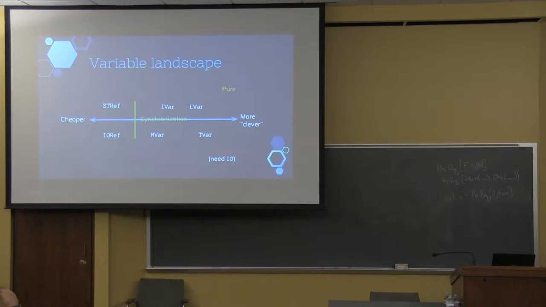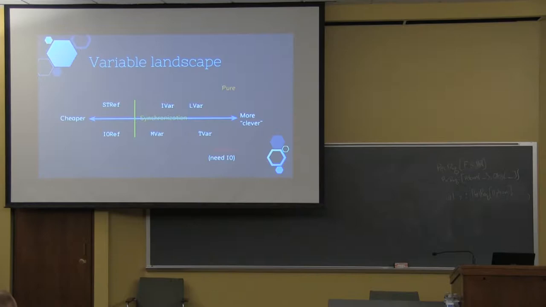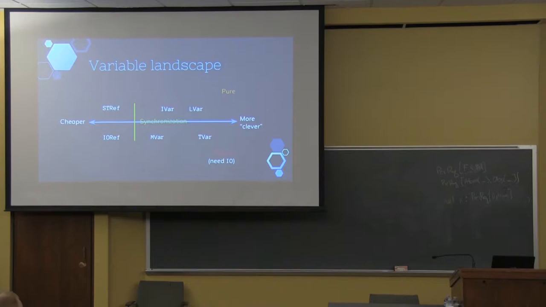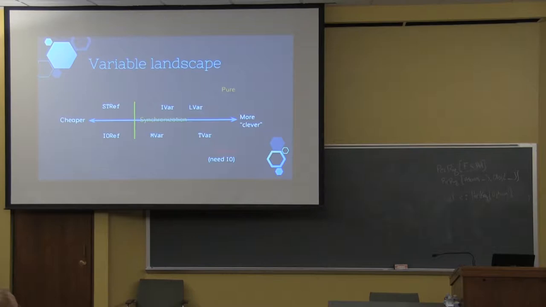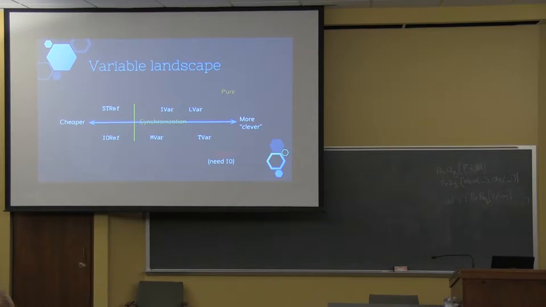So this is our landscape. You can see that we have different axes on which we can put these different kinds of variables. The main thing is that you have the cheapest ones, which are very simple: STRef, IORef. These are going to be like your hardcore C variables, but they are very cheap. On the other side of the spectrum, you have very clever variables which take care of a lot of synchronization, semaphores, all kinds of things. So from the green line to the left, these are not safe to use in multi-threaded environments. And to the other side, you use them for inter-thread communication.